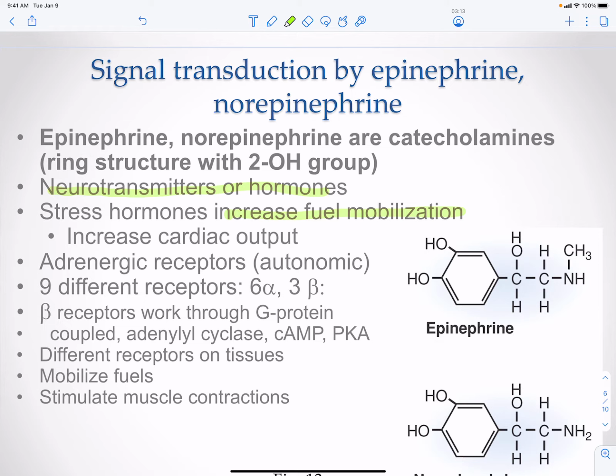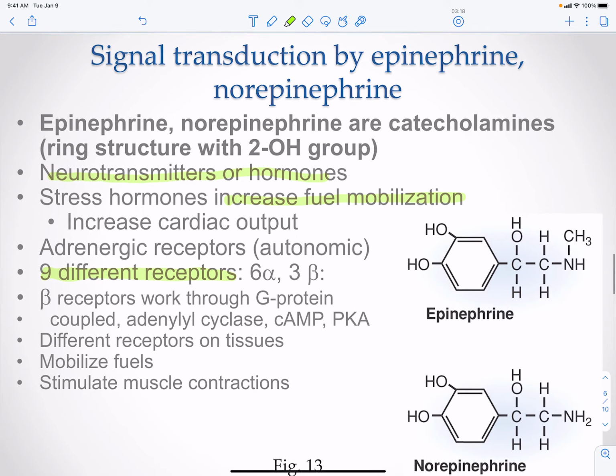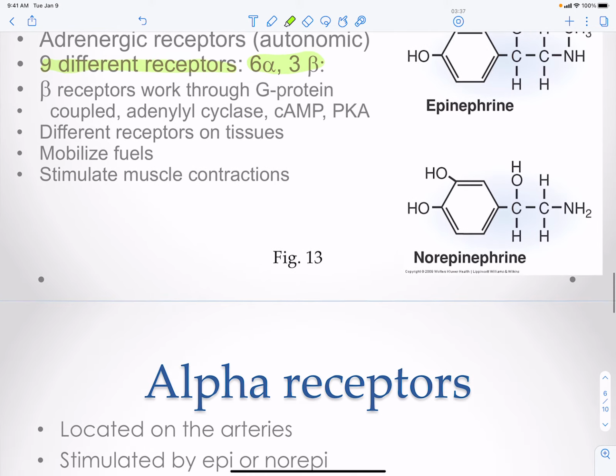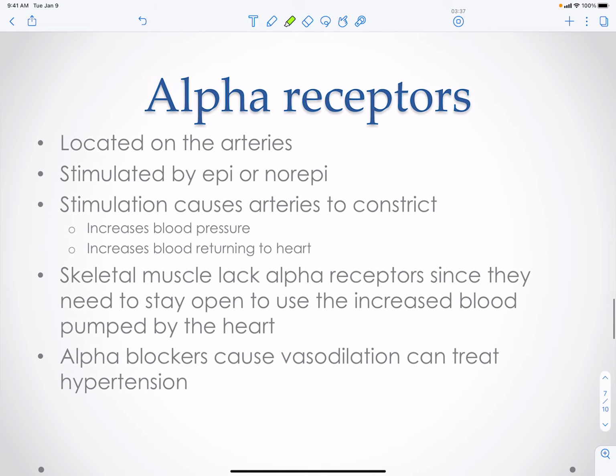Now there are 9 different receptors for your epinephrine or norepinephrine. These are the adrenergic receptors of the autonomic nervous system. They have 6 alpha and 3 betas. The beta receptors are going to work through those G proteins that we've been talking about, cyclic AMP, PKA, and you're going to have different receptors on different tissues. So we're going to talk a little bit about some of these receptors.